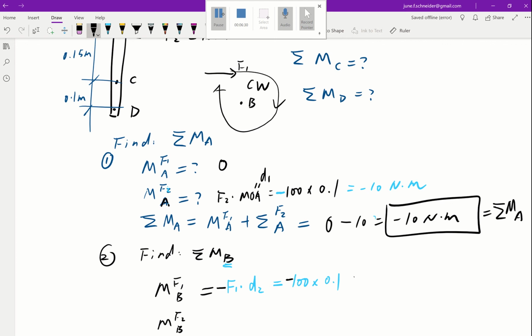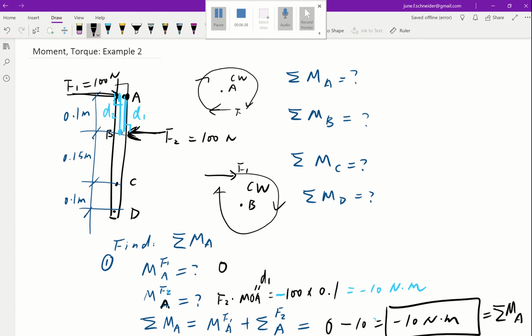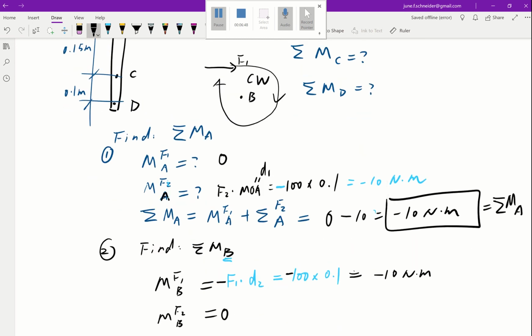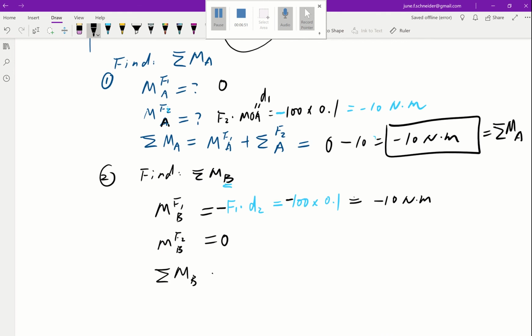So, negative 10 Newton meter. Now let's look at F2 rotating about B. Well, there's not much rotating to it because point B is on the force. So that's going to be 0. We've seen it again. And add those two together, you get negative 10 Newton meter.